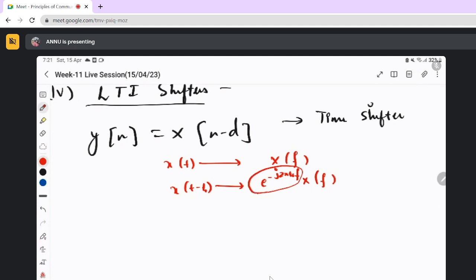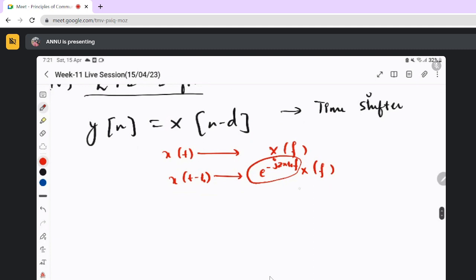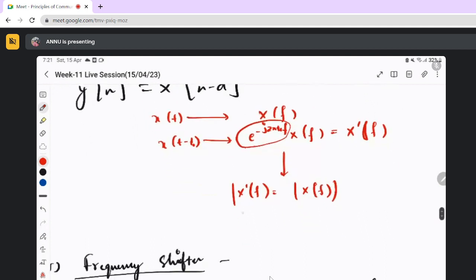So what is happening here in amplitude? For example, suppose you have X dash of f. The magnitude of X dash of f is simply the magnitude of X of f, right? If you look at the phase of that, how will you define the phase? The phase of X dash of f is simply the sum of minus 2 pi f t0 plus the phase of X of f.